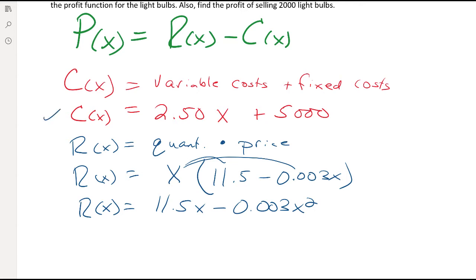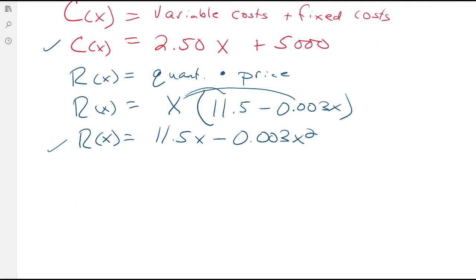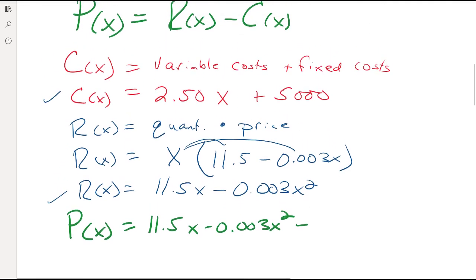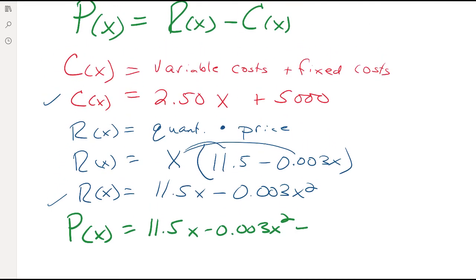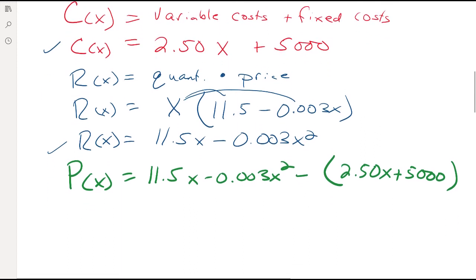Okay, we got our cost function, we got our revenue function. Now we are finally able to calculate the profit function. Profit function is revenues minus costs. So we take our revenue function of 11.5x minus 0.003x squared. That is our revenue function minus our cost function. And it's very important that you need to put your cost function in parentheses because I need to distribute that negative. Okay, very important. So our cost function, as we found earlier, was 2.50x plus 5,000. Okay, I'm begging you guys, do not forget your parentheses.